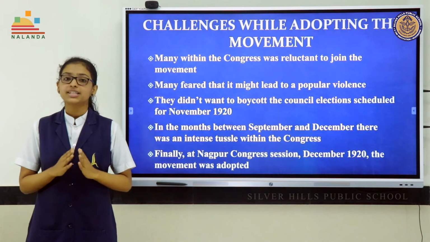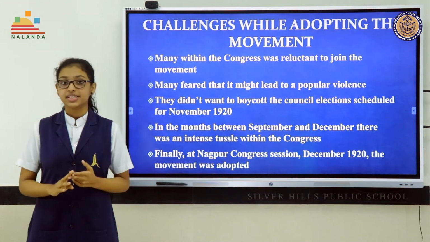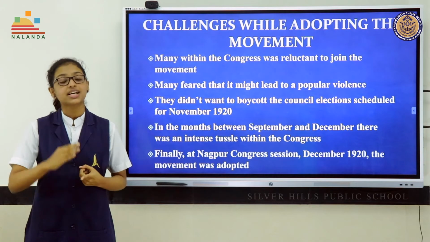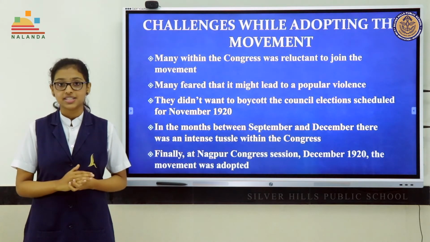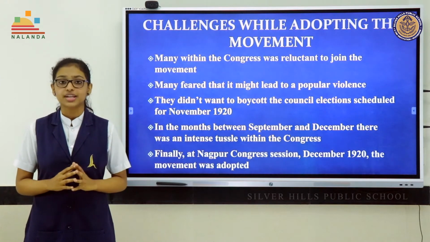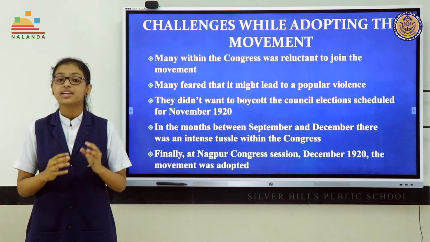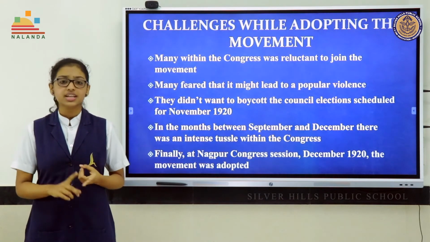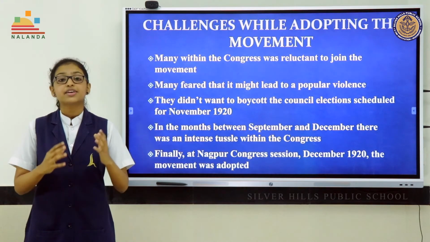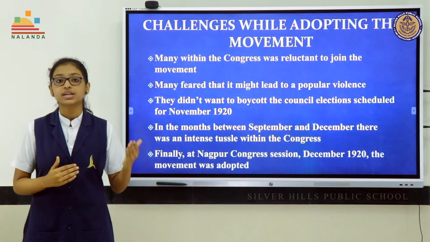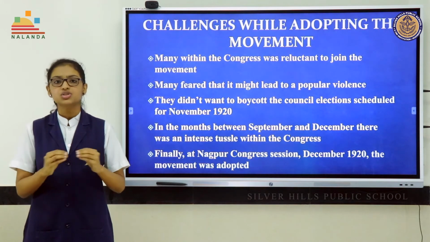Whenever a movement is launched, there are always chances of a tussle or a collision between 2 parties. One, those who are supporting the movement and are willing to participate, and the second, those who are not supporting and are not willing to participate. Even in the Indian National Congress, the situation was not much different. Many of the members within the Congress were reluctant to join the movement. One of the reasons was that many of them feared that this might lead to popular violence. They felt that if we refuse to cooperate with the colonial government, then they shall react in a much more repressive manner, and that was not favorable.